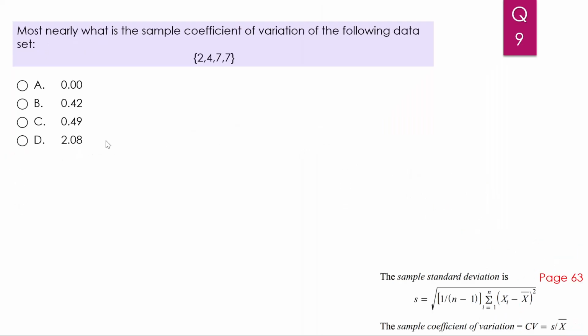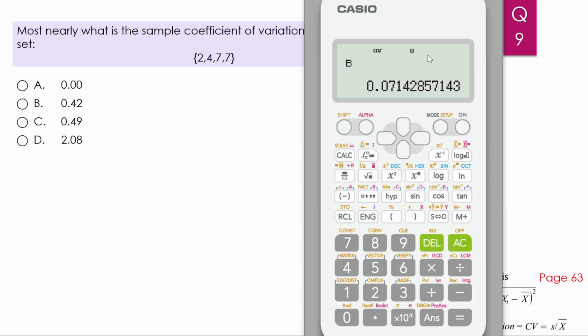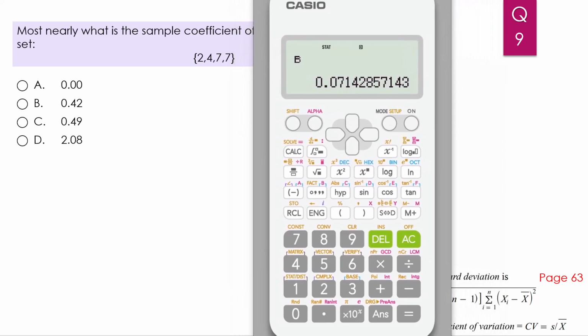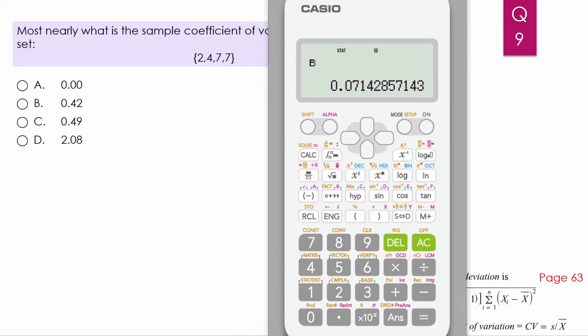Most nearly, what is the sample coefficient of variation of the following data set? If you go to page 63, this is the sample coefficient of variation, which is the sample standard deviation divided by the points mean. So instead of using this formula and creating a table and doing all that work, which will consume your time, you can do it via calculator.